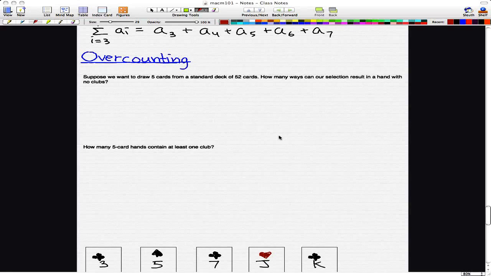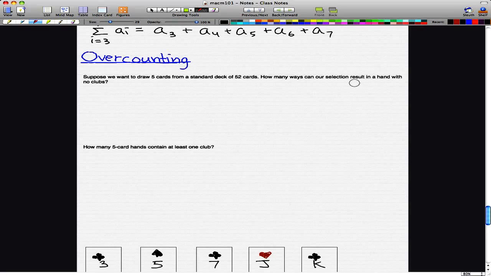So in this video, I just want to touch base on overcounting, and I'm just going to borrow an example from Grimaldi, which is a discrete mathematics book which I used. Let's just start. Suppose that we want to draw 5 cards from a standard deck of 52. Now, how many ways can our selection result in a hand with no clubs?